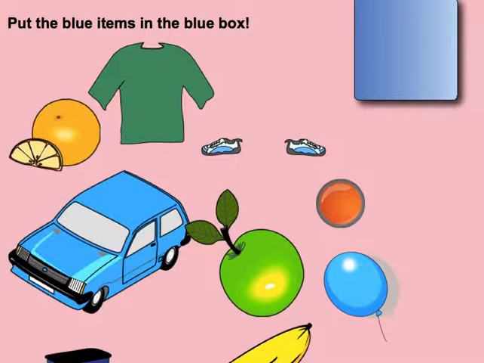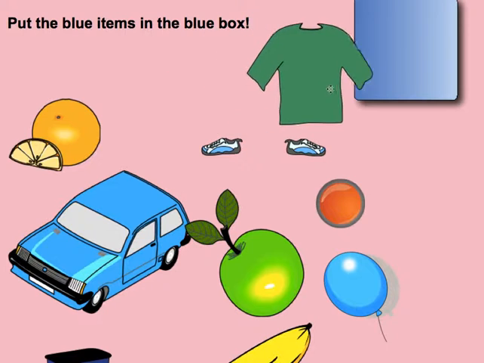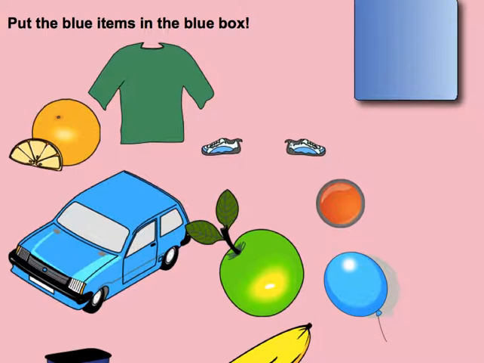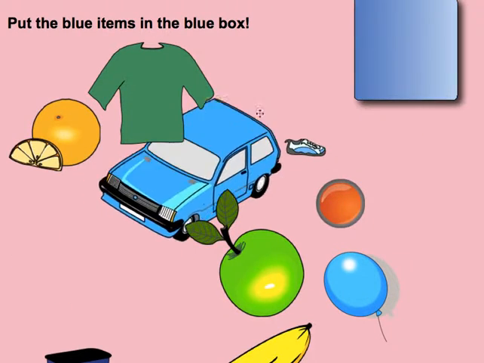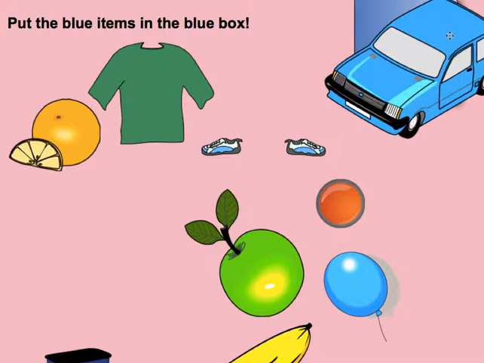For my first activity, the students are to put the blue items in the blue box. If they take this green shirt and try to put it in the blue box, it will bounce back. But if they pick a correct blue item, like this car, it will spin and stick, which will show them that their answer was correct.